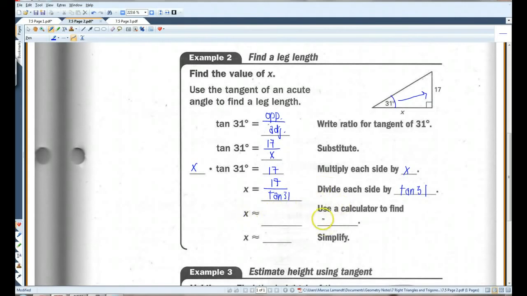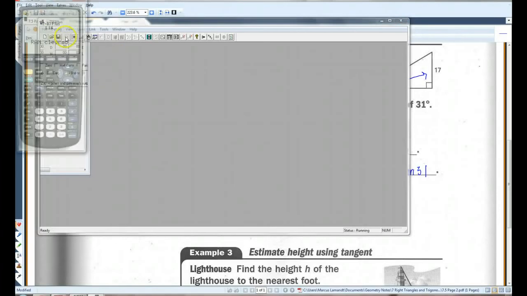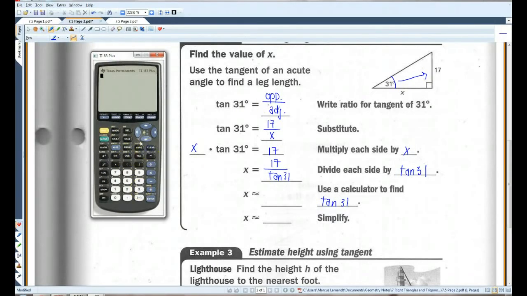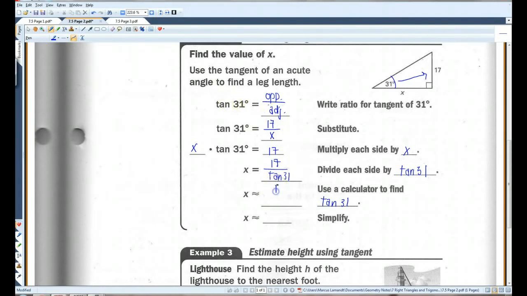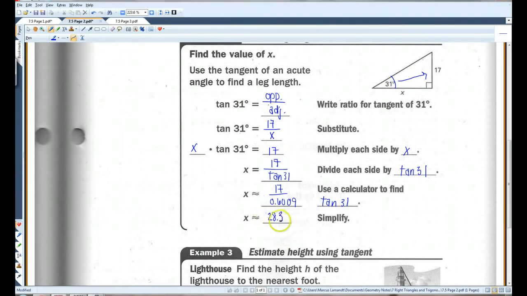Use a calculator to find tangent of 31 degrees. Now, you actually need a special calculator for this one. This one won't work. Let me pull up this. So, tangent, actually, let me make sure it's in degrees. There we go. So, tangent of 31 degrees, 0.6009. Okay, so I've got 17 over 0.6009. If I divide that, 17 divided by 0.6009, 28.3, I'll say.